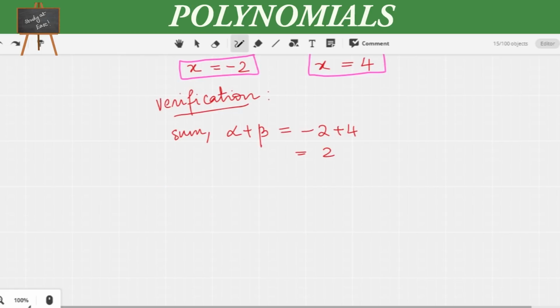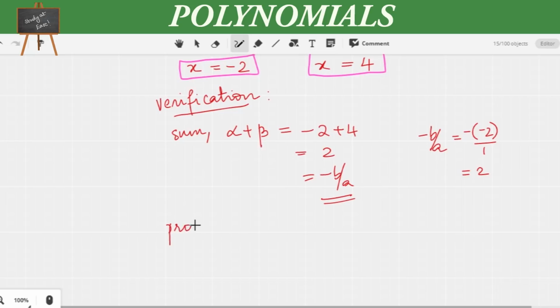Now this 2 should be equal to minus b over a. Let us see if it is equal to minus b over a. So minus b over a is equal to minus of minus 2 divided by 1, which is equal to 2. So we verified that alpha plus beta is equal to minus b over a.